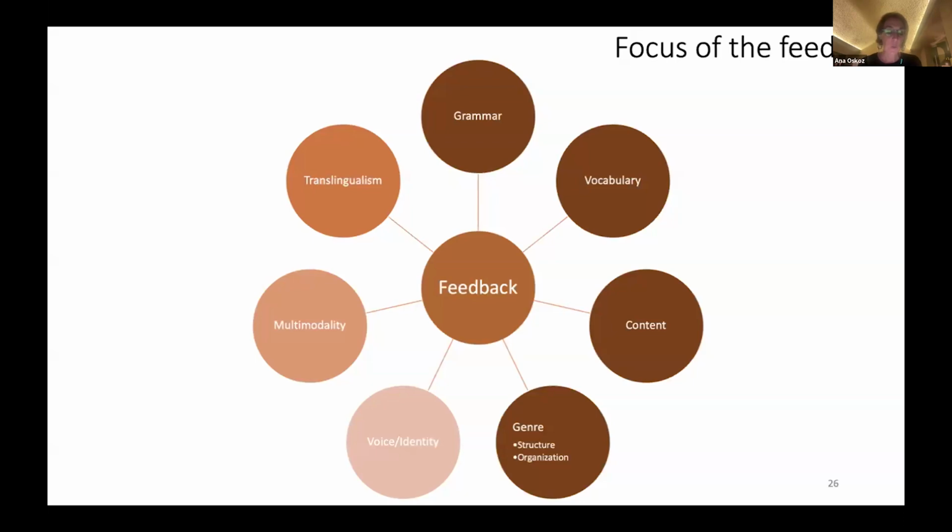We might provide feedback on whether the chosen images correspond to the topic of the story, whether there are too many literal rather than implicit images. It's good to combine both of them. We might also comment on whether the sound and music enhance or obstruct the story, whether the music volume overpowers the voice of the narrator, and other aspects related to the digital multimodal text.